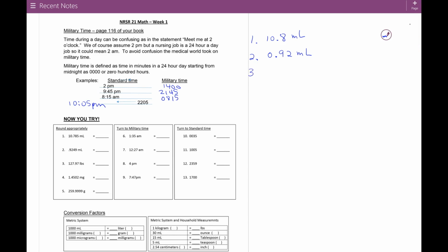Okay, and number 3, we should round to 128, and it would be 0.0 if we were rounding to the nearest tenth. So we leave off that trailing 0 and write it as 128. And then number 4, we would round it to the nearest thousandth, which would be 1.450, but the trailing zeros rule tells us we should write it as 1.45.